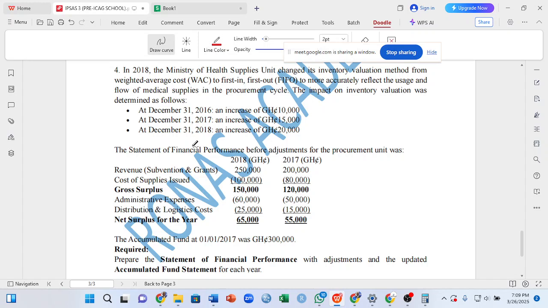Question 4. In 2018, the Ministry of Health Supplies Units changed its inventory valuation method from weighted average cost to first in, first out (FIFO) to more accurately reflect the usage and flow of medical supplies in the procurement cycle. The impact on inventory valuation was determined as follows.